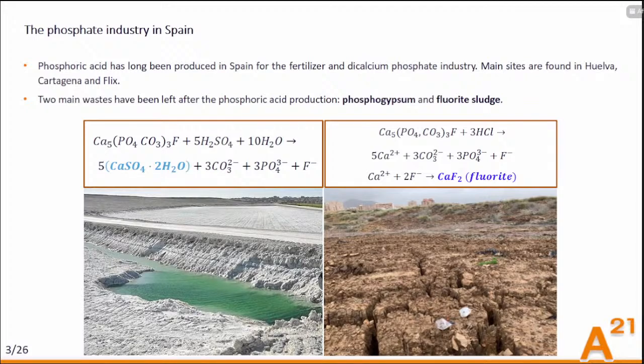You can treat the raw material, the phosphorite rock, with sulfuric acid, which is the way on the left, and the products are phosphoric acid and phosphogypsum. And there is a way to treat it with hydrochloric acid, and you have phosphoric acid plus the residuals, what are called fluoride sludges, which are shown here on the right.